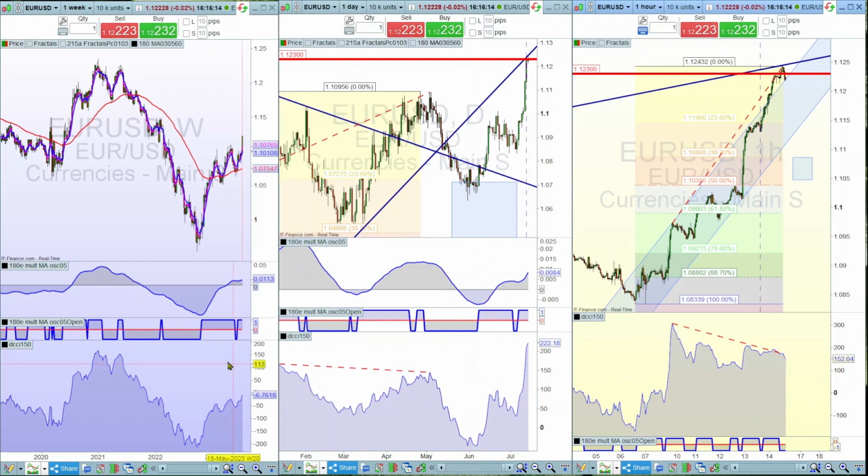So that's where we are. Again, the weekly and the daily are in a bullish momentum, but we may have hit a key resistance and we may see a bit of a downturn based on the hourly divergence.